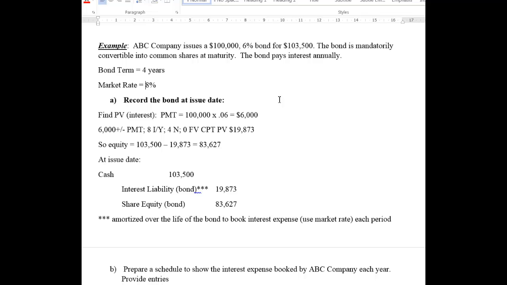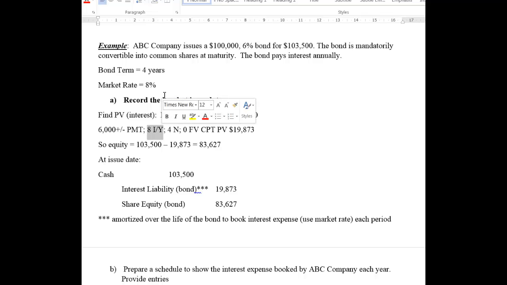So now, to record the bond at the issue date, the first thing we have to do is calculate the present value of the liability, and the liability here is not the entire bond, it's just the interest on the bond. So the first thing we're going to do is find our PMT, or our interest. On a $100,000 bond at a 6% coupon, because the bond pays interest annually, we don't have to multiply that 6% by any fractional rate. We just take the 6%, because that's an annual rate, multiply it by 100,000, and we get our payment of $6,000 a year.